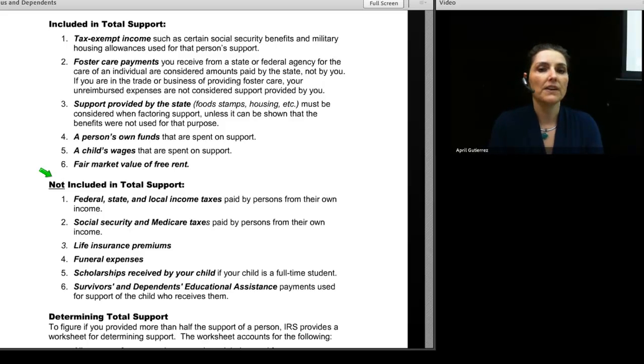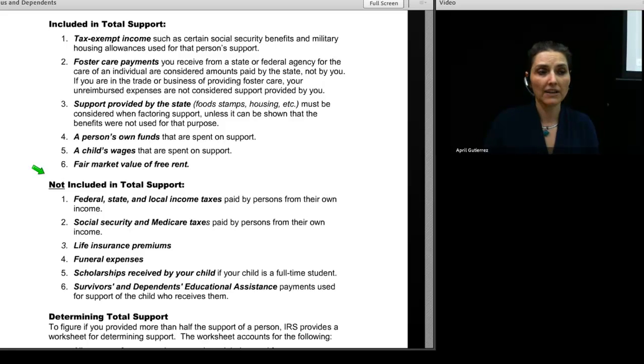And if in addition to the fair rental value of that house, which she could be collecting but isn't, she also has $5,000 a year of Social Security, now you're going to need to be spending more than $15,000 a year to show that you're providing more than half the support. So this fair market value of free rent is really crucial.